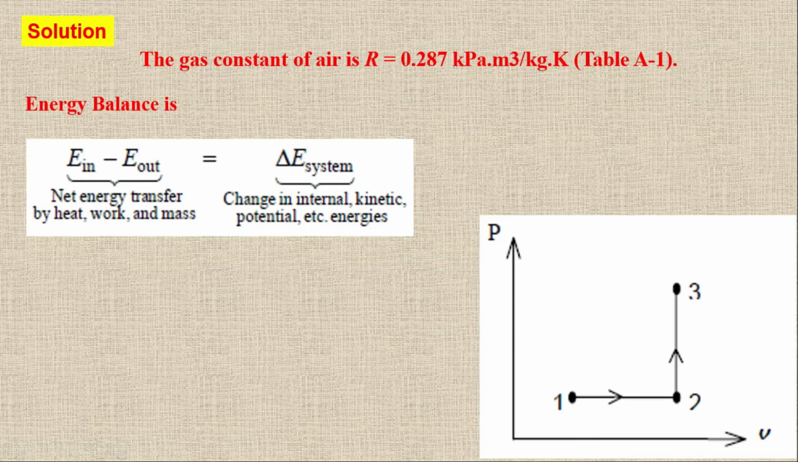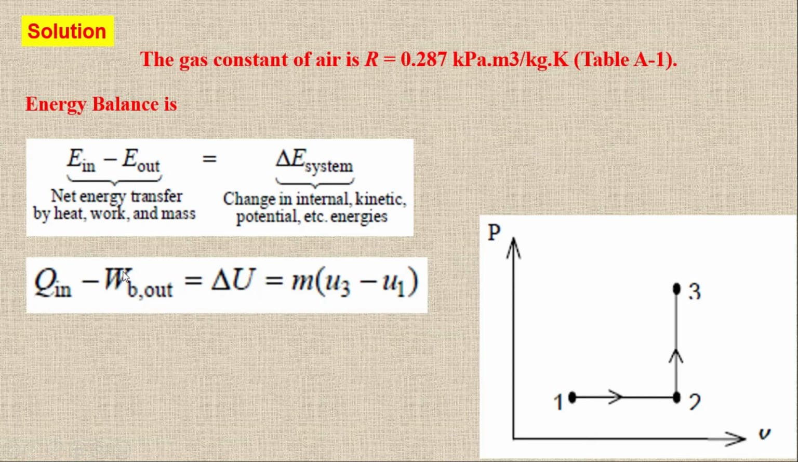After applying the energy balance on the system, we have Q in, which is the heat going inside the system. Then we have some boundary work. Here we have two processes: in the first process we have boundary work, and in the second process we don't have any boundary work. Then it is equal to delta U, which equals m(U3 minus U1). We have the final state, which is 3, and the initial state, which is 1, so U3 minus U1. This energy balance covers the whole process from 1 to 2 to 3.